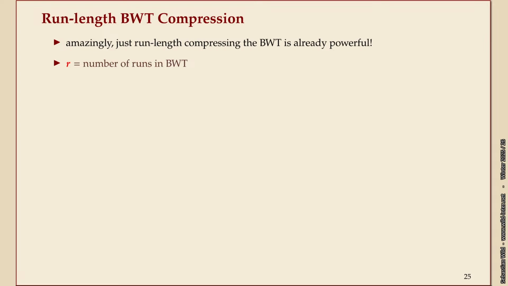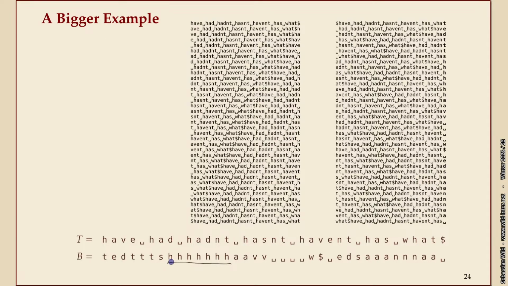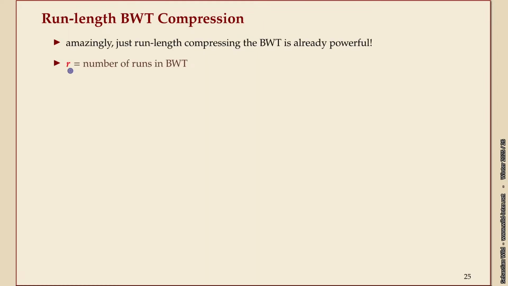Indeed, you can even prove, we're not going to do it, I'm just citing the results. If you take the BWT and you run-length compress it, which is, I'm just going to write down here, this is 7 times an H. Then comes 2 times an A, 2 times a V, 4 times a space. That's all I'm doing. And I call the number of such runs that I have to write down for the BWT R.